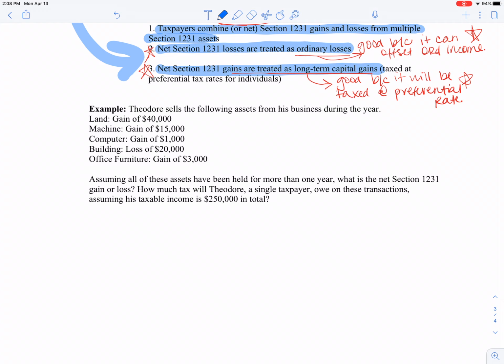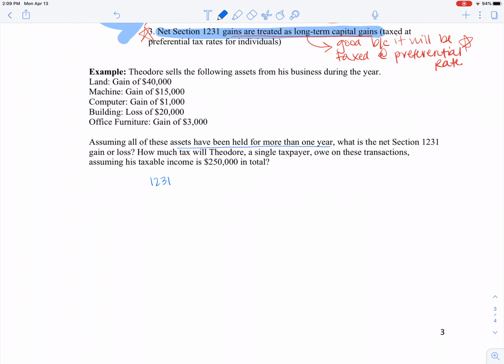Let's use blue. Theodore sells the following assets from his business during the year. We have land with a gain of 40, a machine with a gain of 15, computer with a gain of 1, building with a loss of 20, and office furniture with a gain of 3. Assuming all of these assets have been held for more than 1 year, that has to be true or they wouldn't be considered 1231 assets. What is the net Section 1231 gain or loss? Then, how much tax will Theodore, a single taxpayer, owe on these transactions, assuming his taxable income is $250,000 in total?